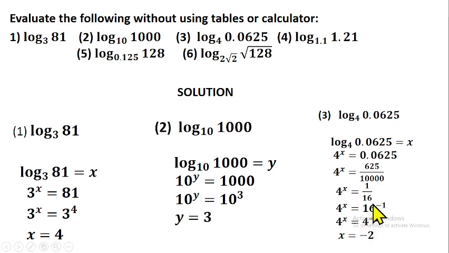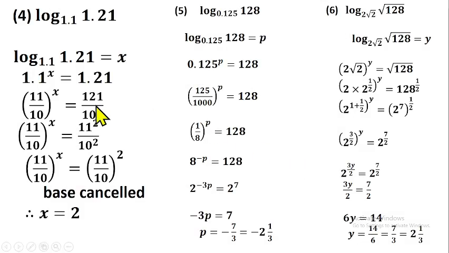So 4 raised to the power 2, that 2 times minus 1, gives us 4 raised to the power minus 2. Then the base can cancel the base, so x will be equal to minus 2 in this case. I hope you understand this now, that we are still using the definition of logarithm to solve all these basic questions. Let's look at another question.